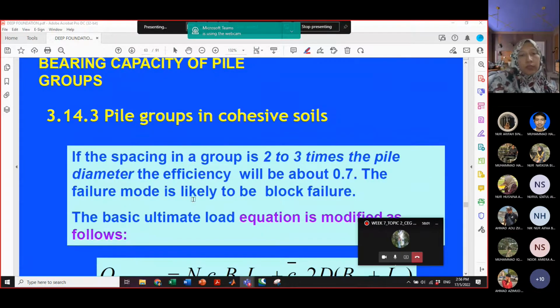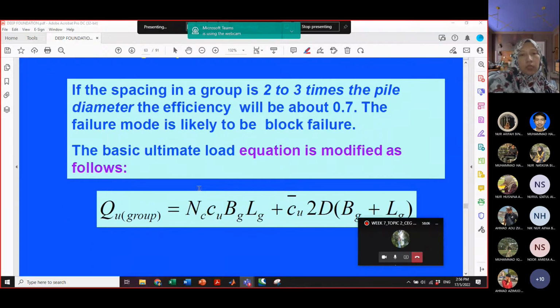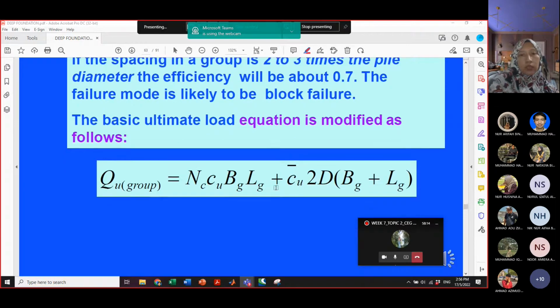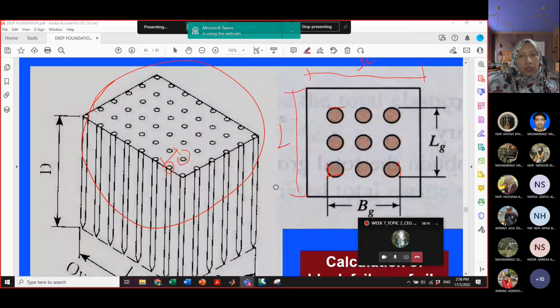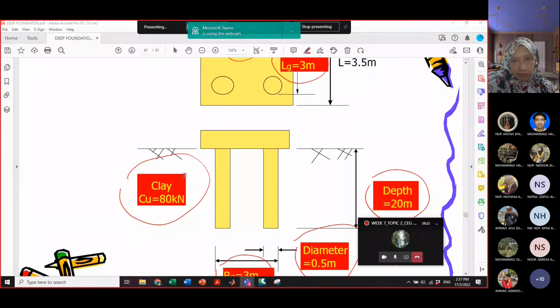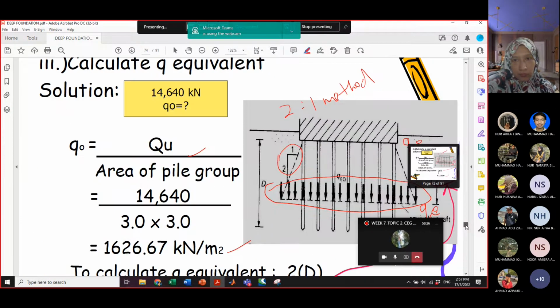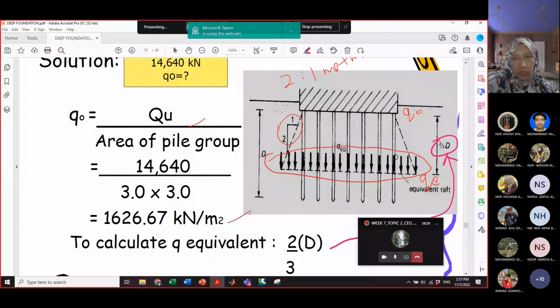Okay, kemudian pile group in clay. Pile group in clay ni dia dah bagi specific formula how to estimate, and then assuming the stress distribution in the failure block zone. Maknanya tadi you akan nampak mana yang kita panggil sebagai block zone. This is what it says, that dengan failure zone in the block conditions is part of the estimated settlement.